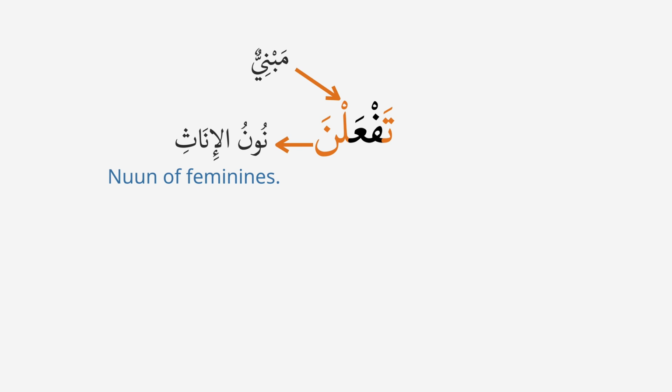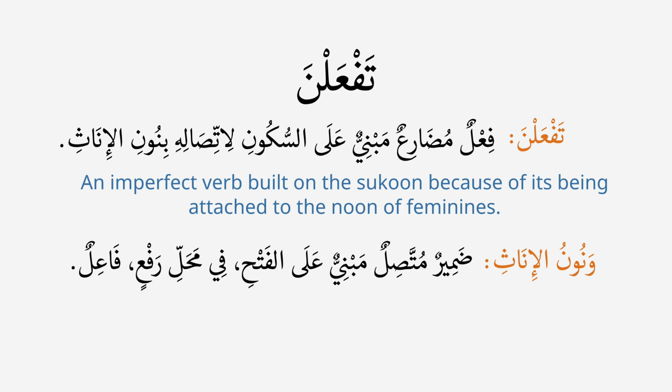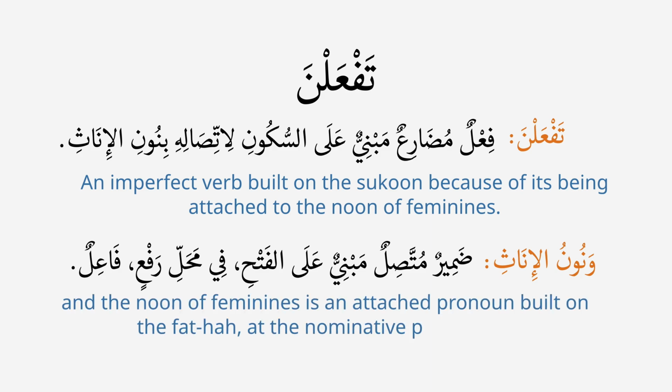So, following it is تفعلن, which has a sukun on its third radical. So, it is considered mabni. And noon is noonul inath, yani noon of feminines, which functions as fa'il. So, تفعلن فعل مضارع مبني على السكون لاتصاله بنون الإناث, meaning an imperfect verb built on the sukun because of its being attached to the noon of feminines. ونون الإناث ضمير متصل مبني على الفتح في محل رفع فاعل. And the noon of feminines is an attached pronoun built on the fatha at the nominative place, doer. So, تفعلن means you all feminines do.